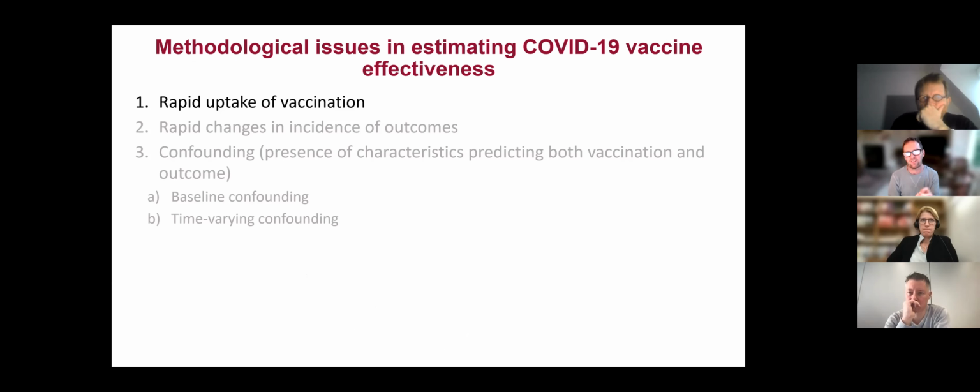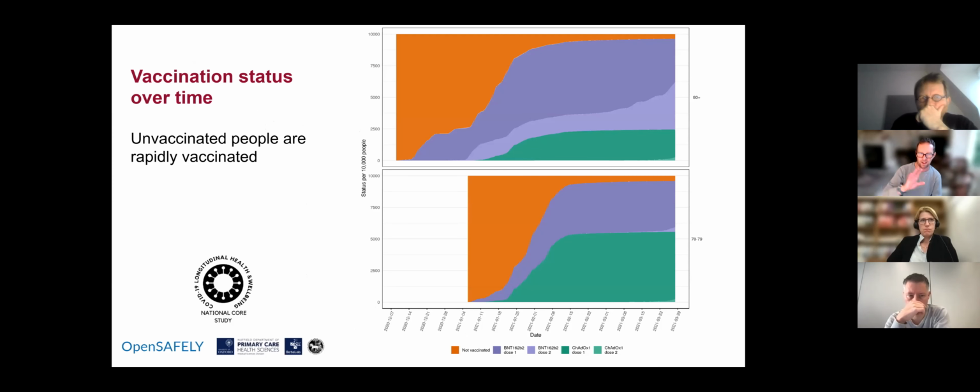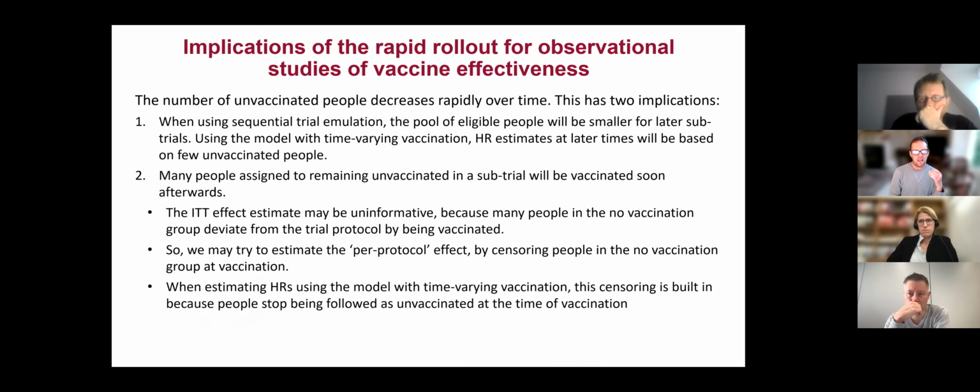Okay, so what are the methodological issues when we try to use observational data to emulate one of these target trials? Well, I've already mentioned the rapid uptake of vaccination, and I've already shown you this slide, so I don't need to talk to you about it again. But of course, the problem here is that unvaccinated people are rapidly vaccinated. So the number of unvaccinated people decreases rapidly over time, and that's got two implications. When we're using the sequential trial emulation, the pool of eligible people will rapidly become small for the later subtrials. Correspondingly, using the model with time-varying vaccination, hazard ratio estimates at a later time will be based on few unvaccinated people because there aren't many left.